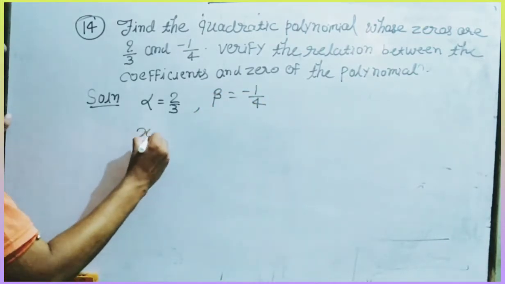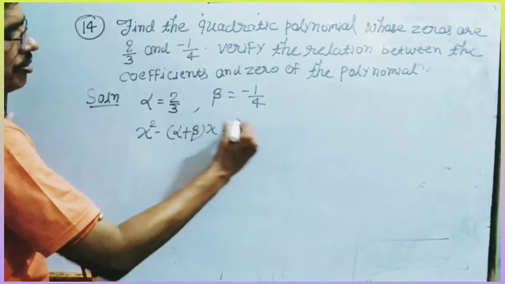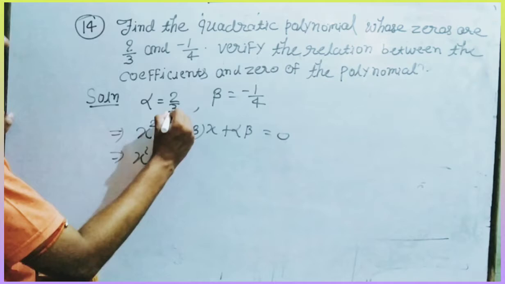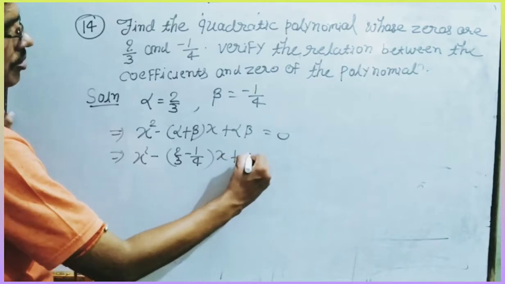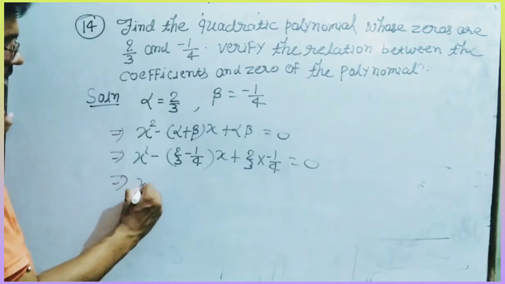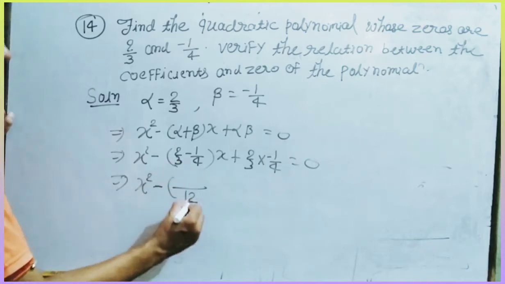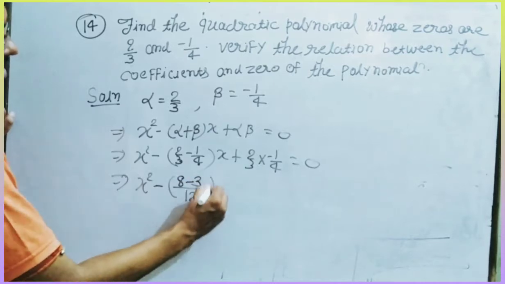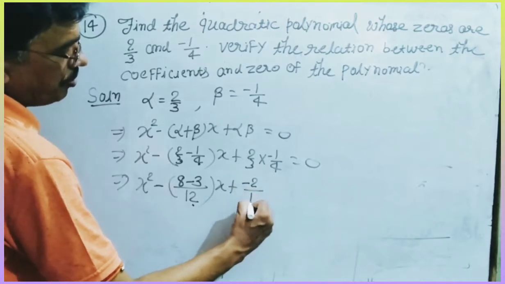So what is the equation? x square minus (alpha plus beta) x plus alpha into beta. So we write here x square minus (alpha is 2 by 3 and beta is minus 1 by 4) x plus 2 by 3 into minus 1 by 4. So here is x square minus, LCM 12: 3 fours are 12, 4 twos are 8, 4 threes are 12, and x plus minus 2 by 12.